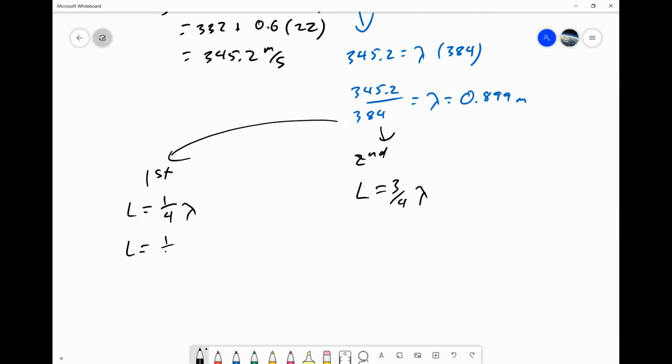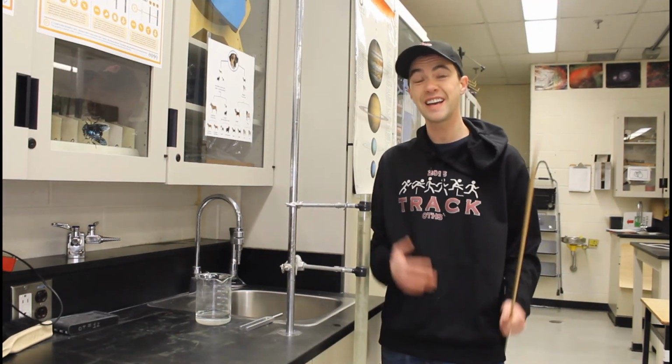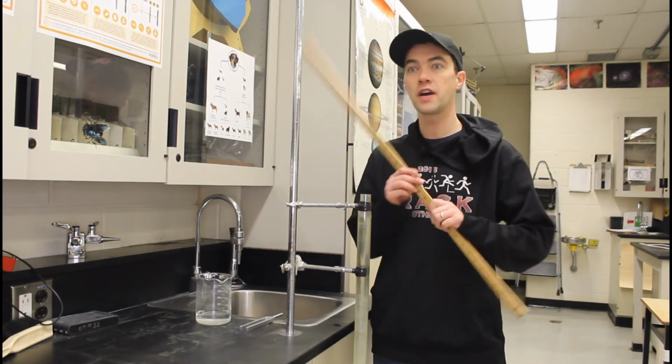So now let's plug those in. Length is equal to 1/4 times 0.899, and that's equal to 22.5 centimeters. Or actually, let's keep the units the same, 0.225 meters. And for our second harmonic, yet again we plug in, and that's equal to 0.674 meters. So now that you've solved the question, you know the answer is going to be around 22.5 centimeters and 67.4 centimeters. Let's go ahead and try this out.